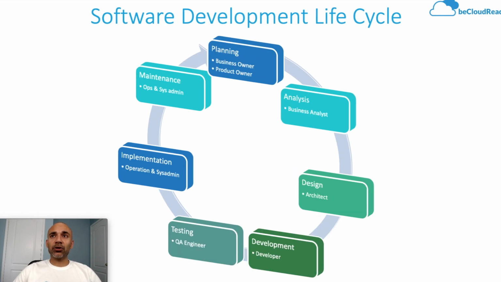Because when I'm talking about software development, in every phase you see a bunch of stakeholders. For planning, you have a business owner or product owner. Analysis is sometimes done by project managers, but in most cases a business analyst does that job. Designing is done predominantly by architects, development is by developers, then QA, and implementation and maintenance are usually done by the operations team or ops team or DBAs, these kinds of people.